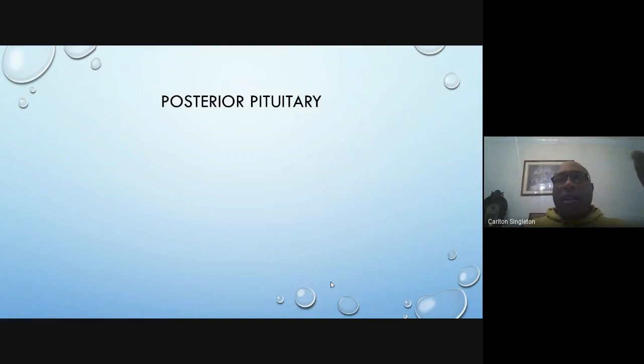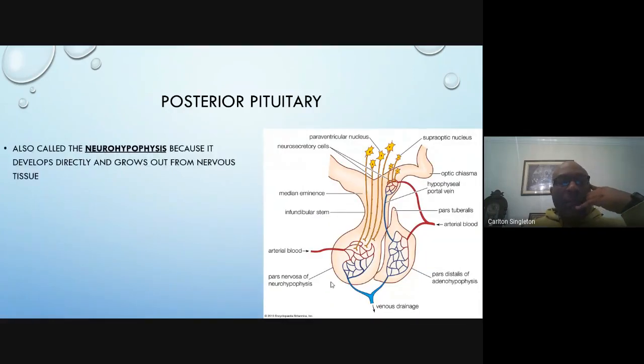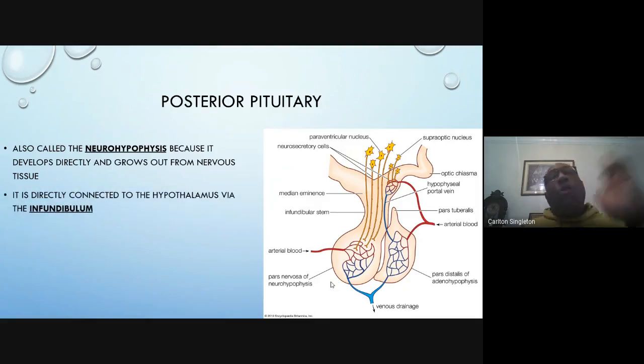The big lecture you guys got before spring break didn't have everything I wanted on it. So the posterior pituitary is called the neurohypophysis. Neuro means nervous, so this comes from nervous tissue. The anterior pituitary comes from oral mucosa, while the posterior pituitary comes from nervous tissue. Okay, it is directly connected to the hypothalamus via what's called the infundibulum. That connects the posterior pituitary to the hypothalamus.